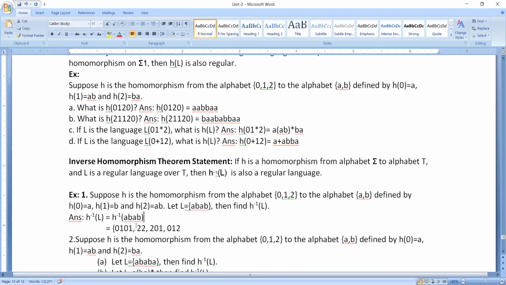You can take any one of these strings which belongs to this set. If you take 0101, it will produce abab. If you take 22, it will produce abab. If you take 201, it will produce abab. If you take 012, again it will produce abab. Now are there any other combinations which will produce this string abab again? Have a look at this. Any other combinations? If you take ab, ba, ab.